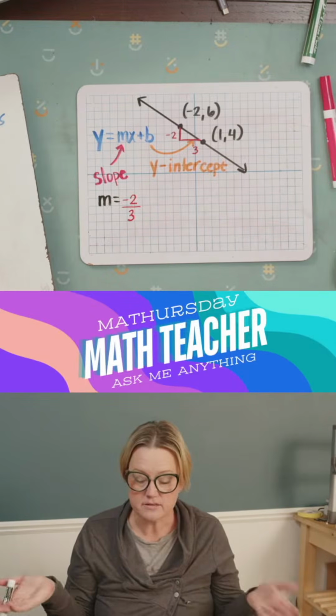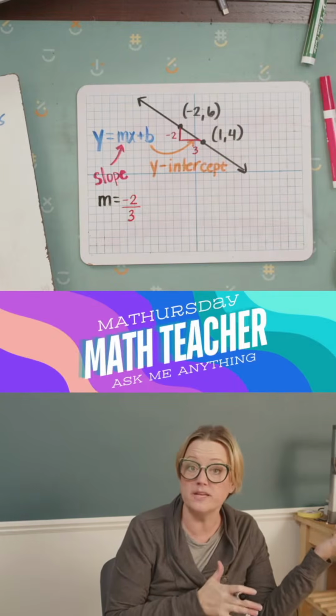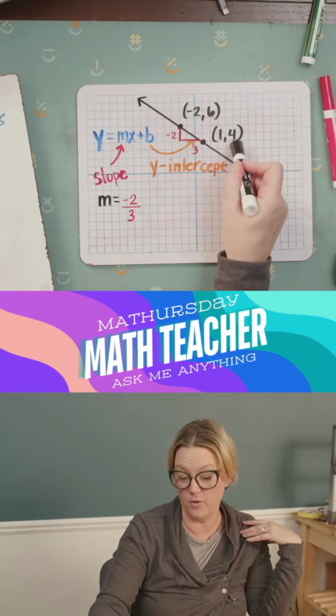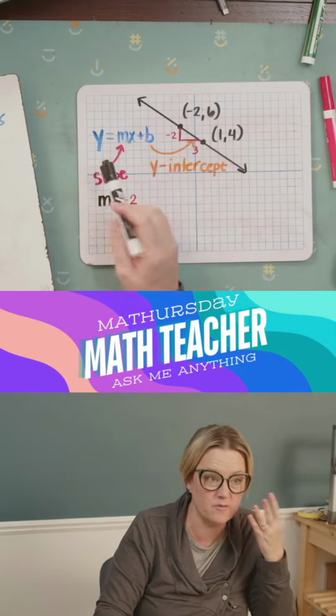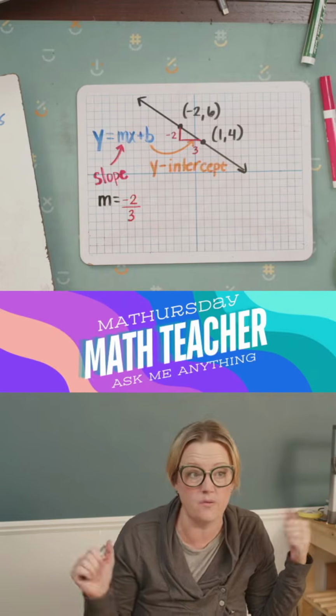Here I have a choice. Some teachers will have you use point-slope form because I have a point and I have my slope. Some teachers will just have you plug it into the slope-intercept form and just go on with that.